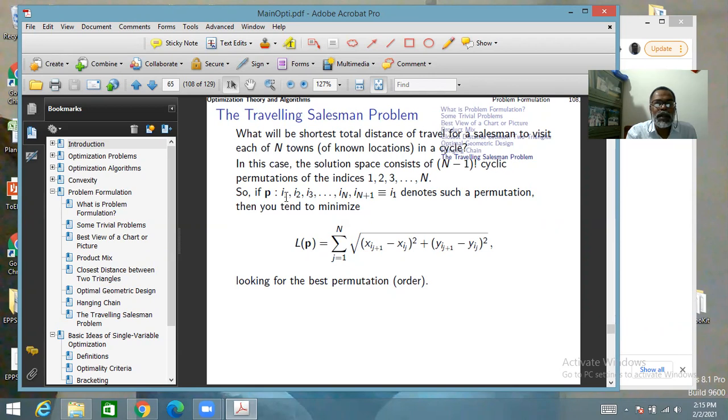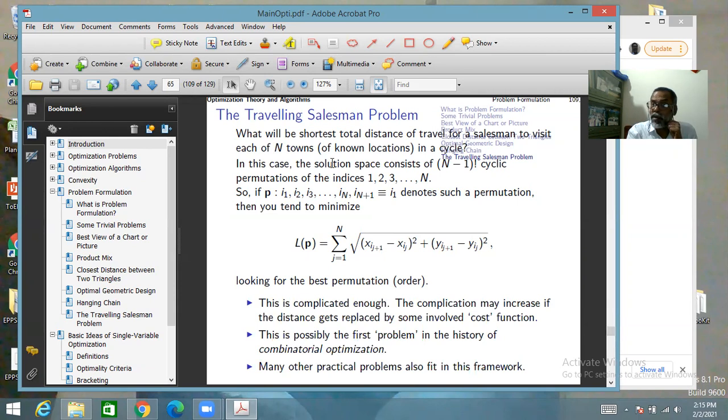So i1, i2, i3, i4, say this is a permutation. If you include i(n+1), which is not there actually, as equivalent to i1, then you can concisely write the complete length: succeeding minus previous city's length. That is this, and this sum you have to minimize, that's all. But the solution is quite complicated.